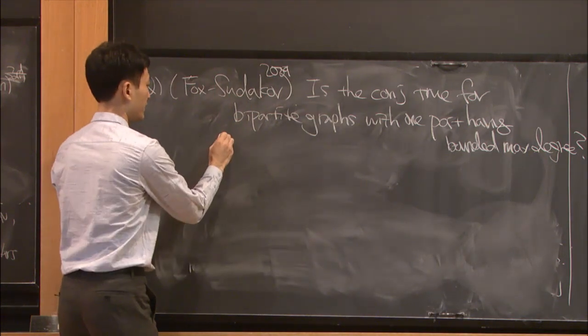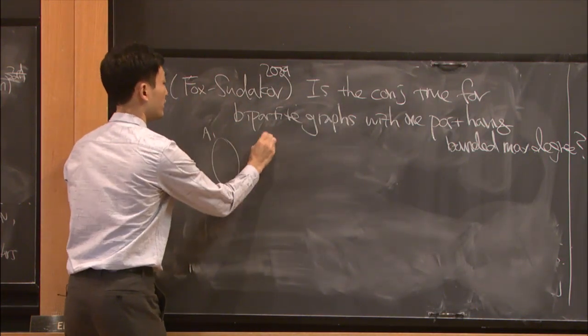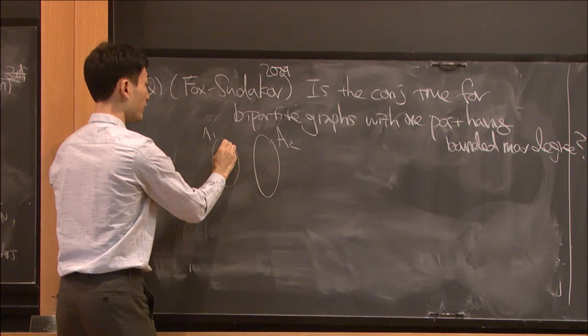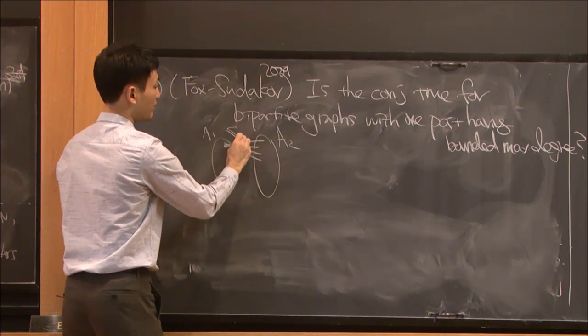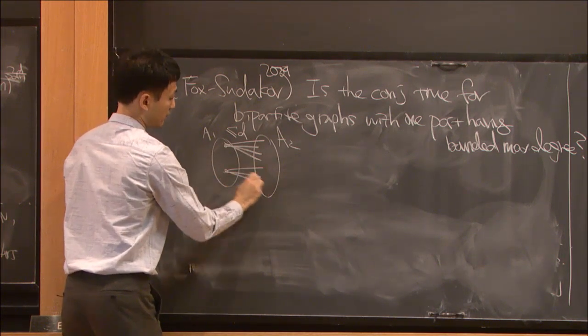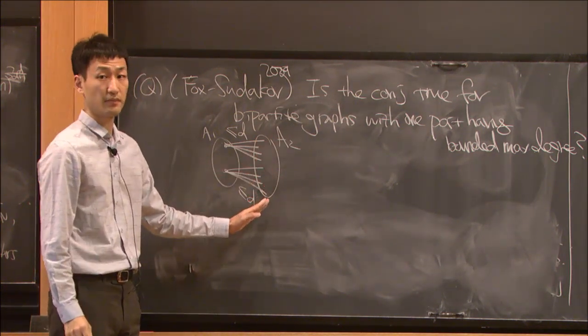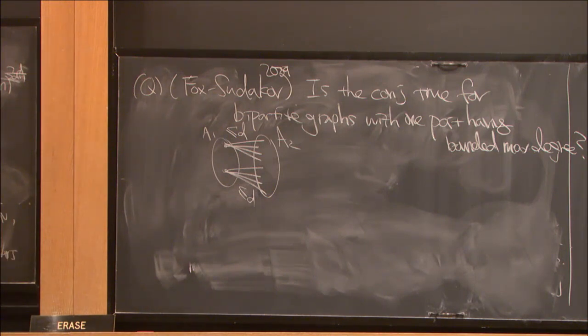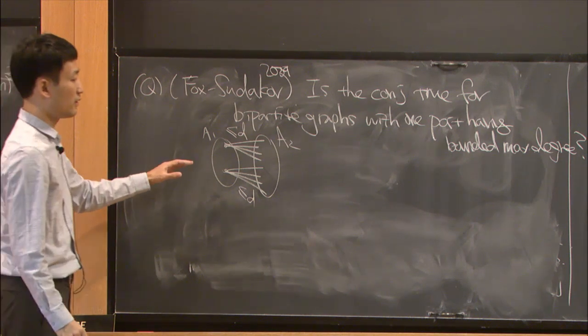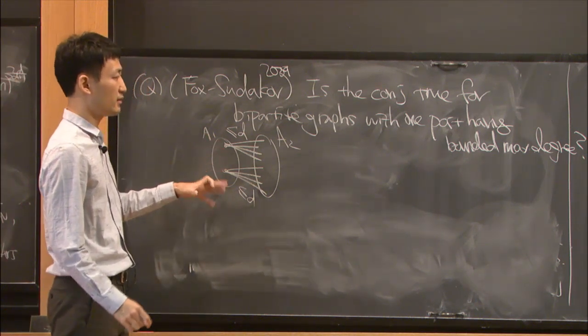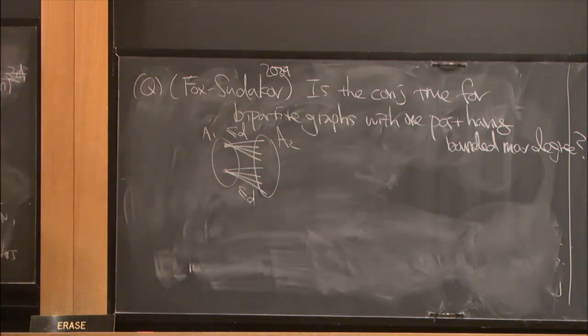So the graph looks like this. We have two parts, A1 and A2. All vertices in one part have some bounded max degree, I'll just say D. But there's no restriction on the degree of the vertices in A2. While studying this, after they obtained their result, they were trying to push further and then realized that maybe this is a bottleneck. If you understand this case, it's likely you can go further and so on. So they pose this question: can we prove the conjecture for this case?